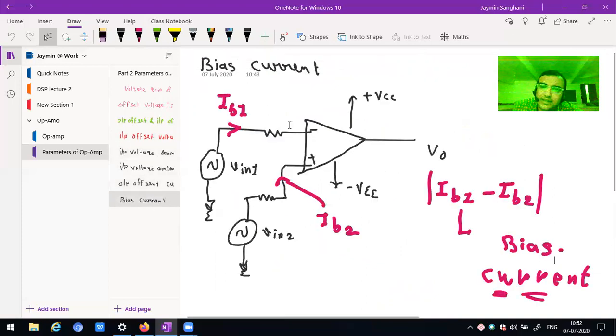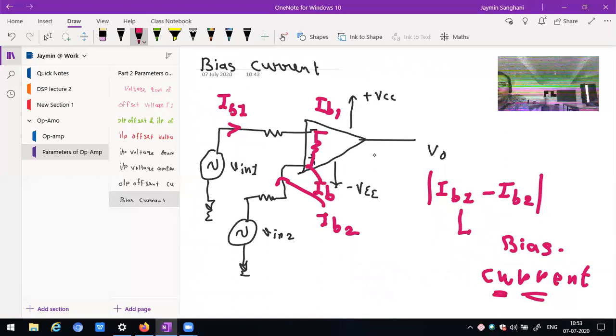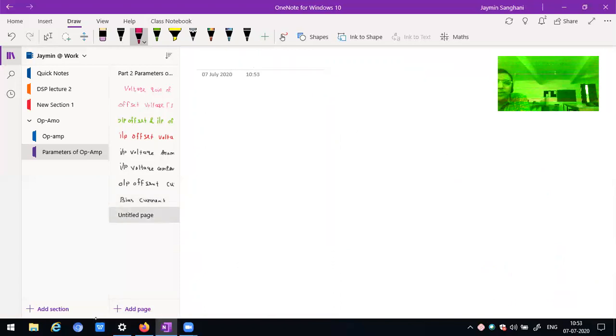And what is the bias current? Bias current means: if two terminals are applied as input, the output current in terms of difference is what we get at the output. Here it is known as IB1, here it is known as IB2. So ideally IB1 minus IB2, or we can say IB2 minus IB1, is known as the bias current.